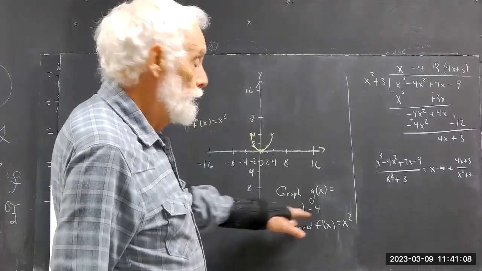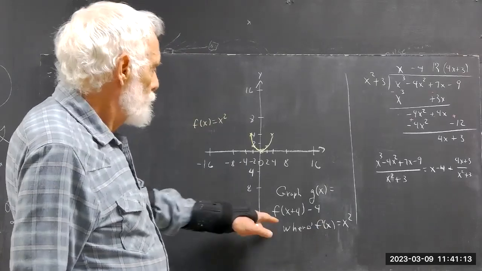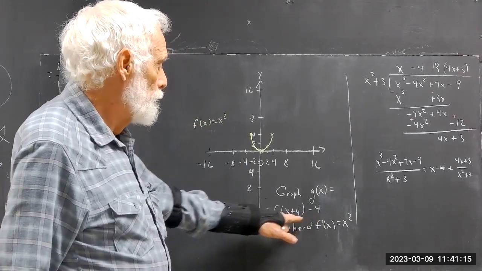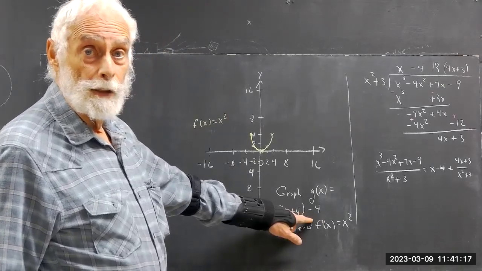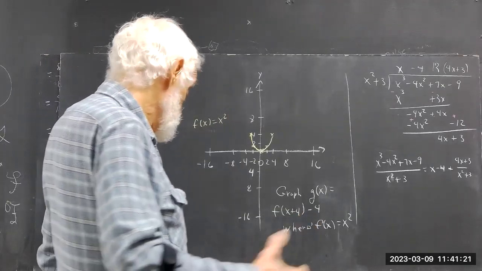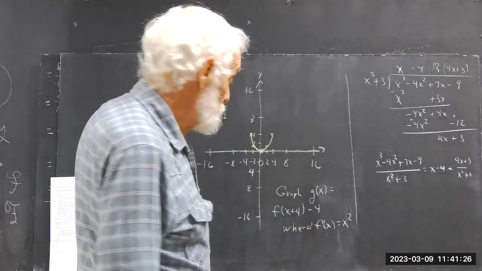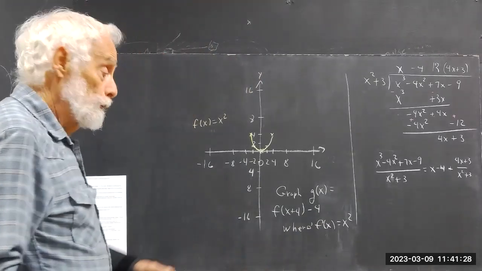Now, how am I going to graph this? I'm going to take each point and move it over 4 units to the left and then down 4 units. That's what transformations tell me. I'm not going to re-explain transformations, so you're going to need to know how to use them.